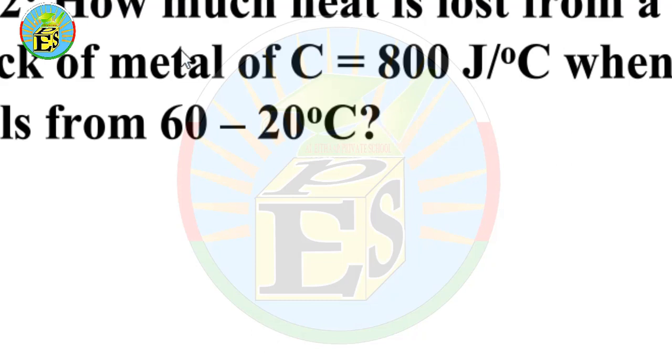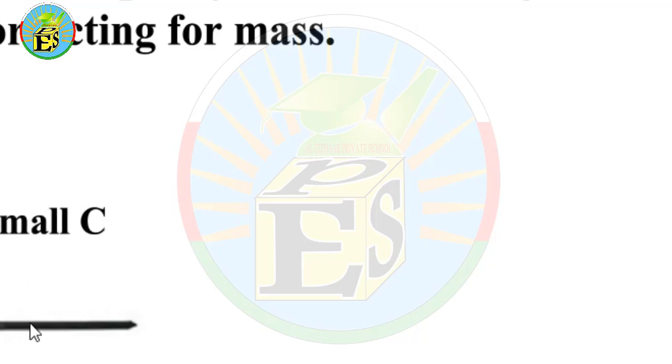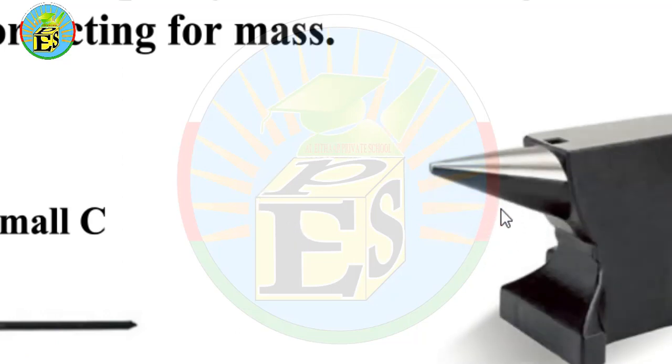Another example. How much heat is lost from a block of metal with C equal to 800 joule per Celsius when it cools from 60 to 20 Celsius? It will lose energy, so the temperature will decrease. Heat capacity: this is a small piece of metal, with a small specific capacity, and this is a big piece of metal, with a large C.